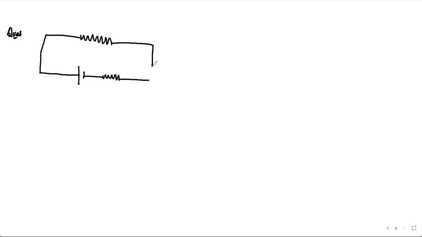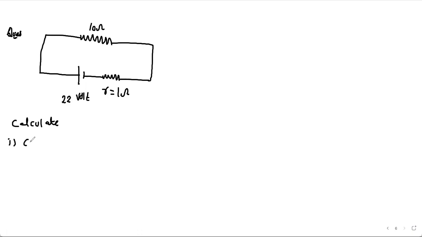Solve this circuit and get the value of terminal potential difference. So this is a cell of 10 volt. This is an external resistor of 10 ohm. And this is the internal resistance of the cell, 1 ohm. Calculate. Let's say it's not 10, it's 22.